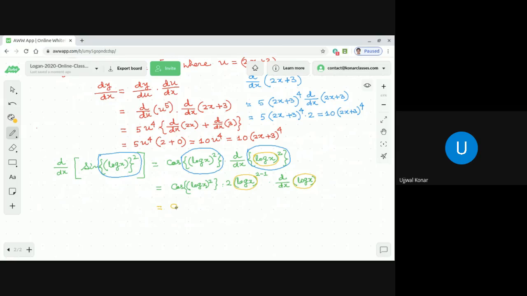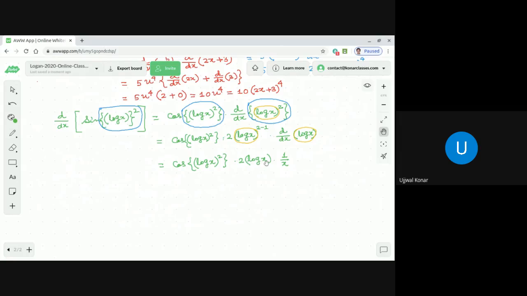So we'll write after some time. Let me use a different color pen. So this is equal to cos of (log x) whole square, into 2 into log x, correct or not? Into 1 by x. So you can organize it a little bit so that it looks decent. It is just like that, 2 by x into log x, correct?